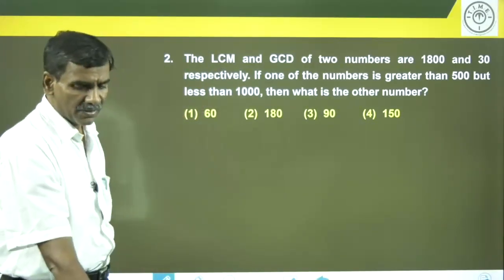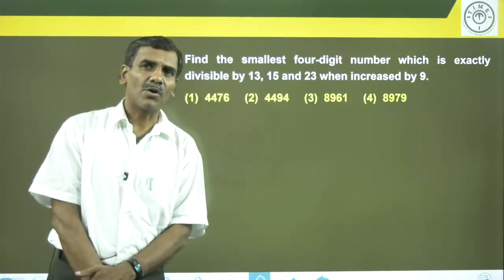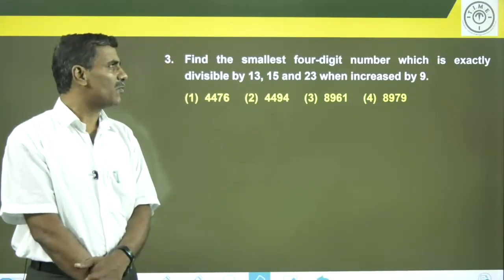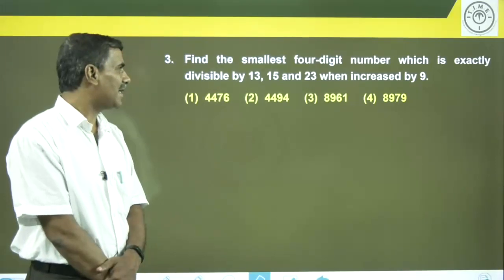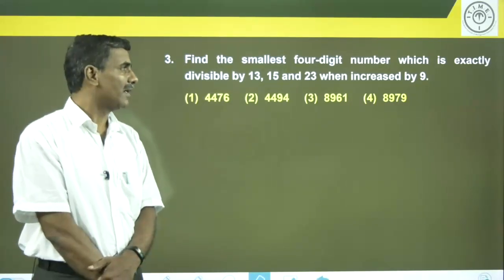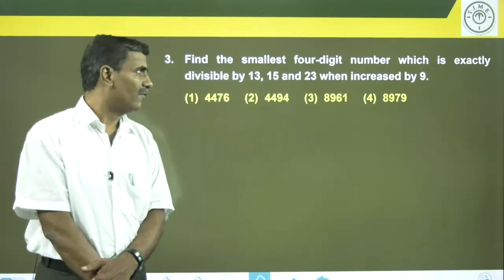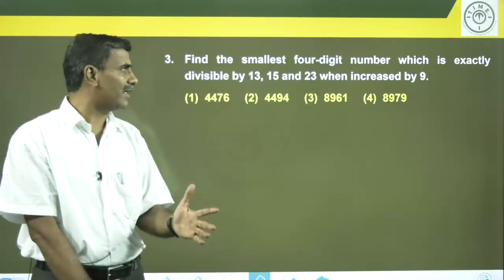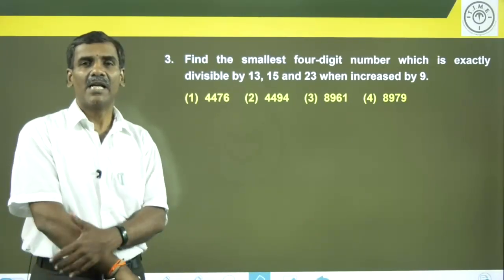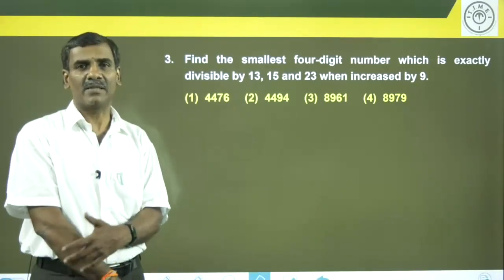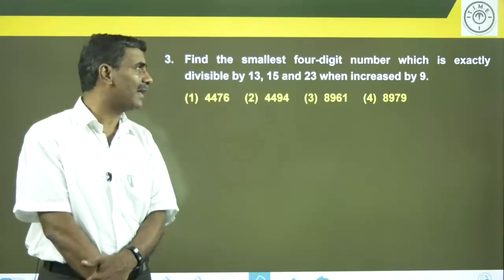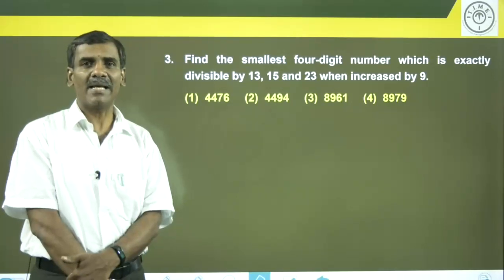We will move to the other one. Let's look at one more question that is mainly dealing with LCM again. Find the smallest 4-digit number which, when increased by 9, is exactly divisible by 13, 15 and 23. That means if a number is divisible by, say, 3 and 5, it will be divisible by their LCM 15. In the same way here, if it is divisible by 13, 15 and 23, it will be divisible by their LCM.